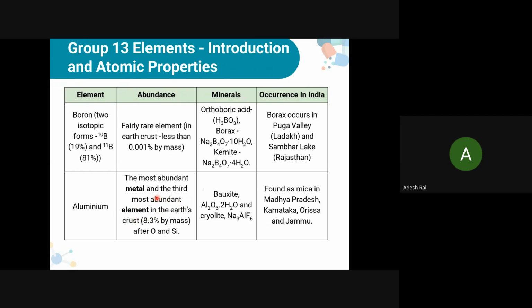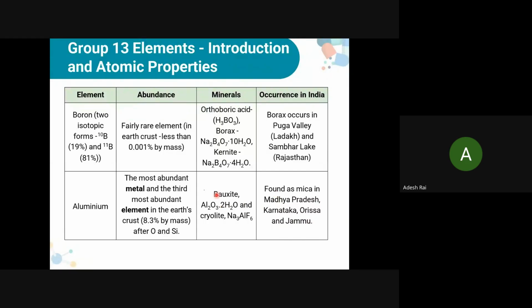Third most abundant element in the Earth's crust, followed by what? Oxygen and silicon. So oxygen is the most abundant element, after that silicon, and the third most abundant element is aluminum. Is that clear? What is the mass percentage of aluminum? It is 8.3% by mass. And a very famous ore, bauxite, from which we can extract aluminum. You would have studied this, right? One mark question in your childhood. And cryolite is also one of the ores or minerals from which we can extract aluminum.